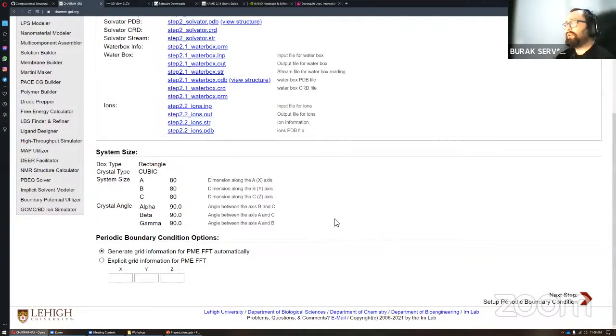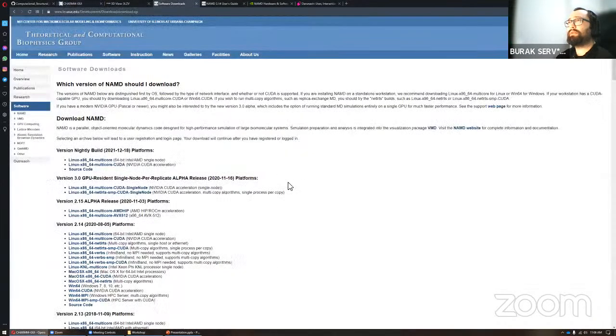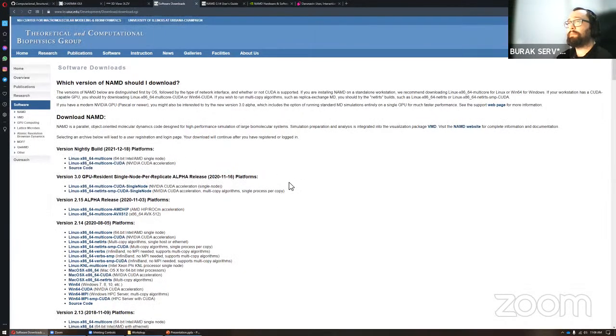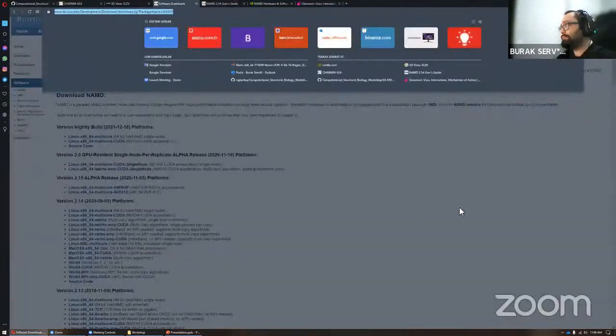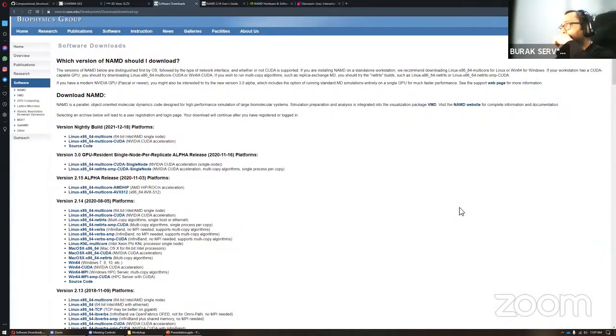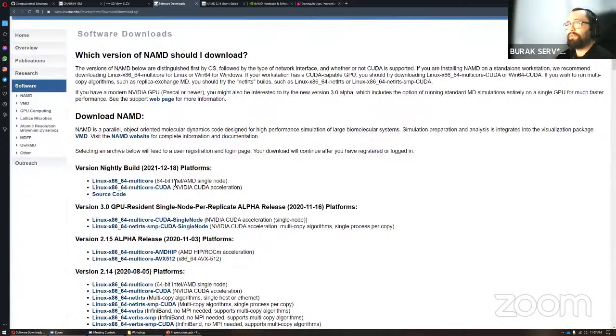So to start our MD simulation, you should download NAMD software from this part. And again, you can go there. But for this part, we have two options. By the way, we're gonna use the Linux operating system to run our MD simulation. But now we have two options.